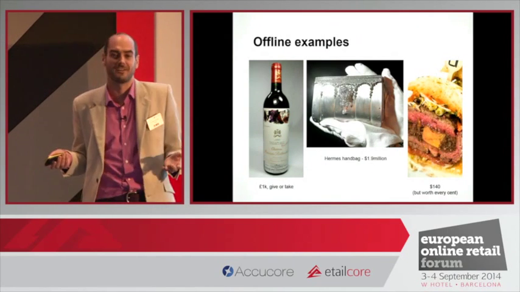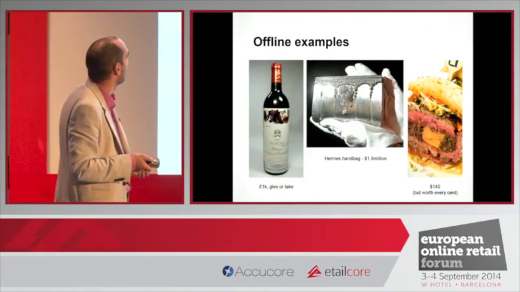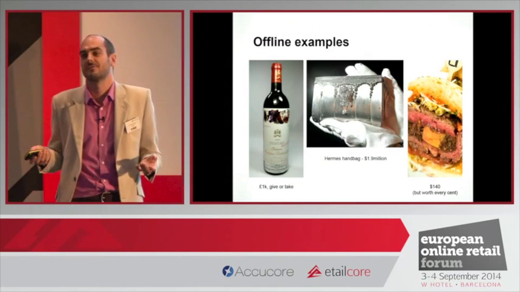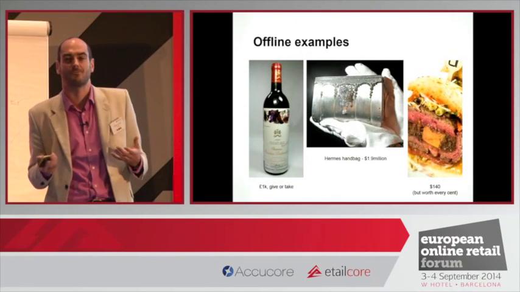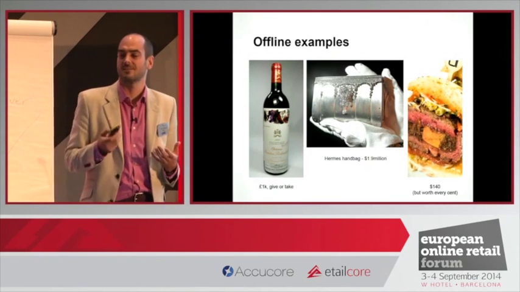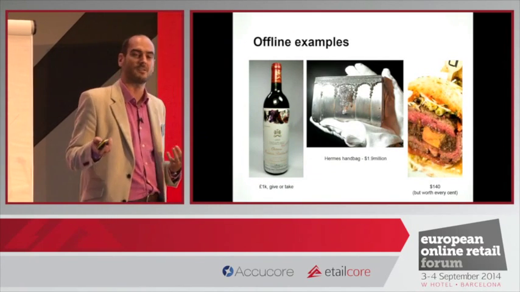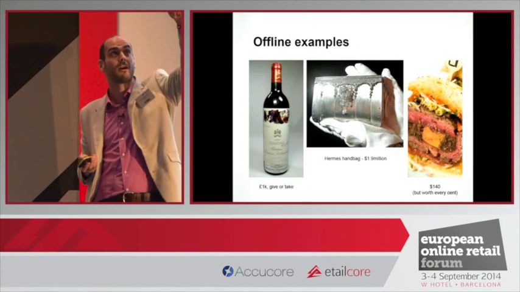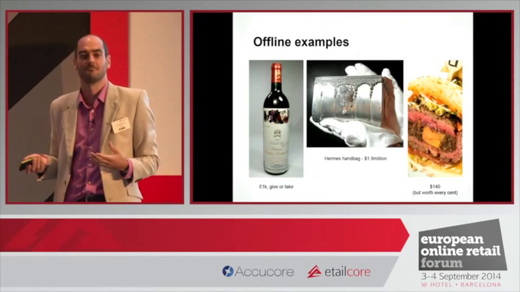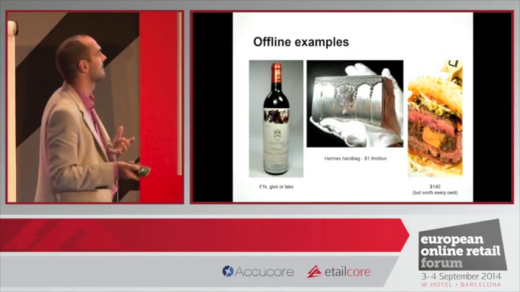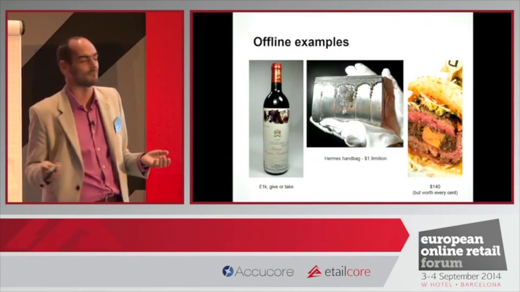So yeah, some offline examples. We're going to move on to online in a minute. But when you go into a restaurant and you see at the top of the wine list a £1,000 bottle, now the restaurateur isn't expecting you to buy that. What they're expecting you to do is go, wow, it's £1,000, 1, 2, 3, and buy the third most expensive bottle, because that looks reasonable by comparison to the 1,000 bottle.